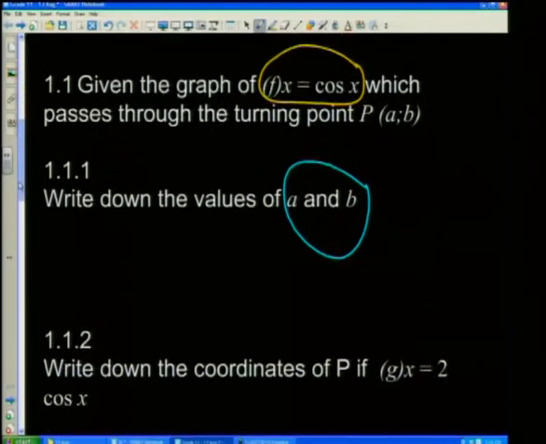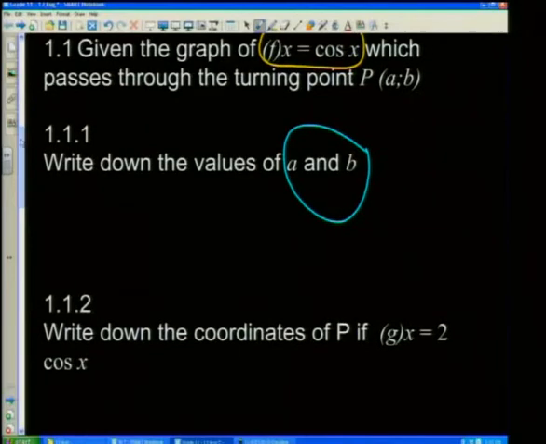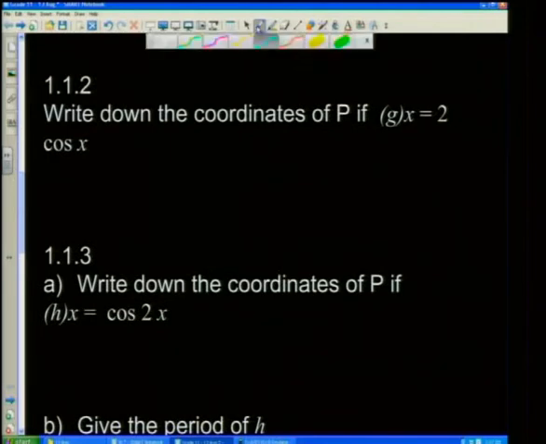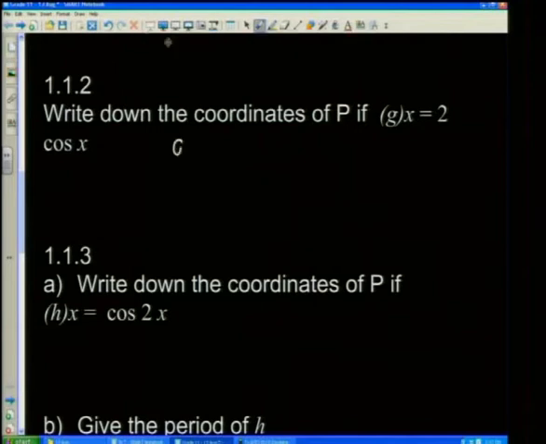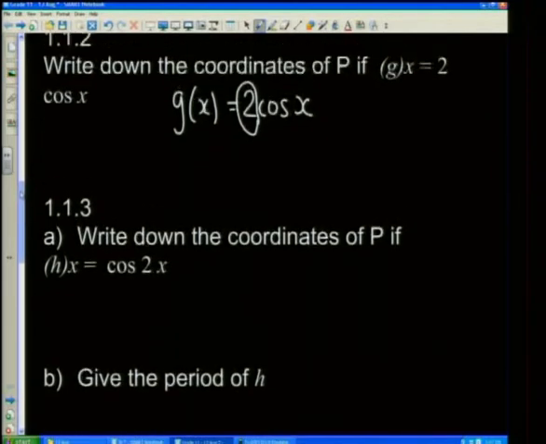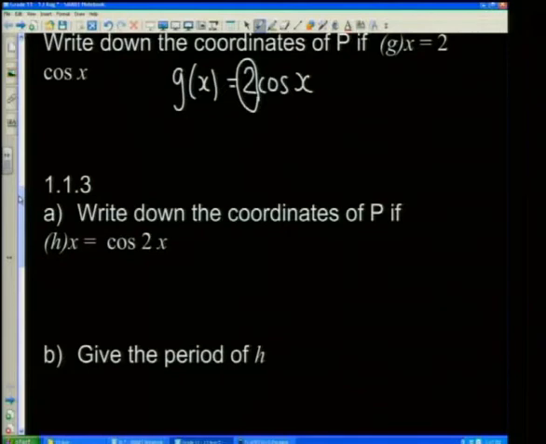Further, we would like to know how would the coordinates of P change if we were now sketching the graph of g of x is equal to 2 cos x? What changes? What is the effect of having the coefficient of cos x? What happens?